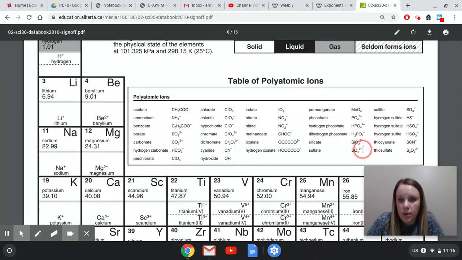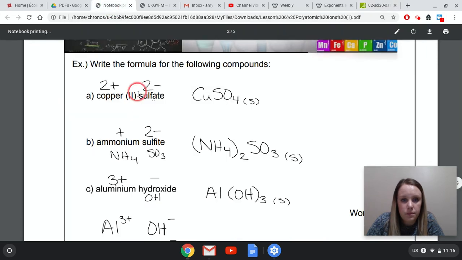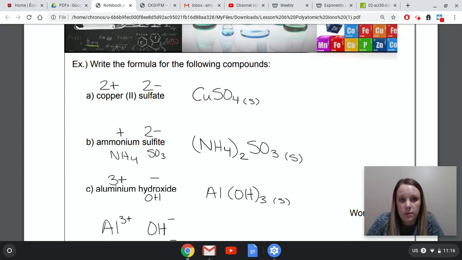Notice that there's a number up high and a number down low. The number up high is the charge. You're not writing that. The number down low is part of this. This is saying that a sulfur and 4 oxygens make sulfate. You have to keep the 4. So there's my sulfate, and there's my copper. Even though it's copper 2, my charges have canceled out, so there is no subscript here. You're going to write a solid for now until we learn the solubility table.